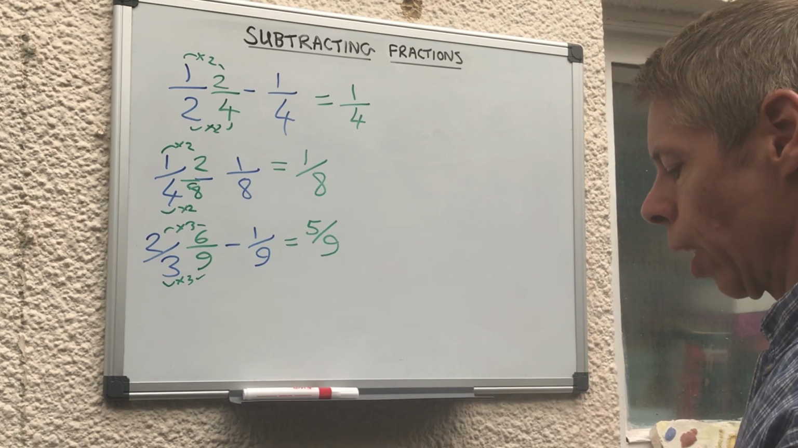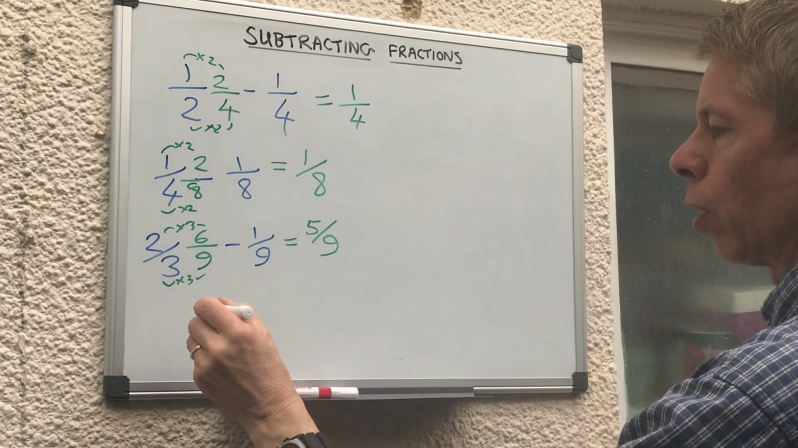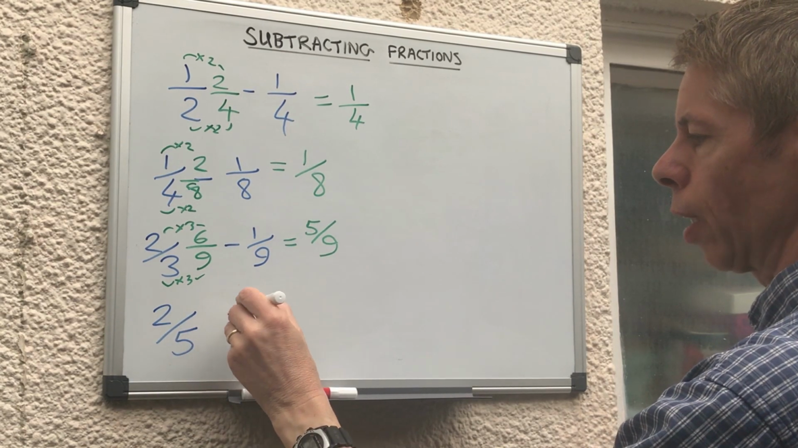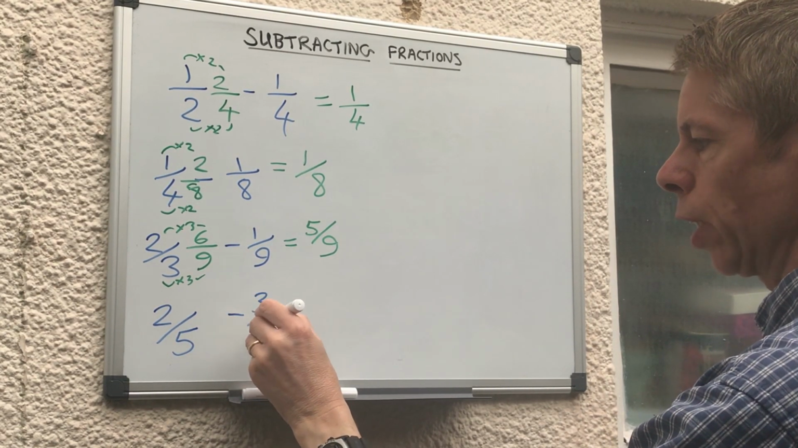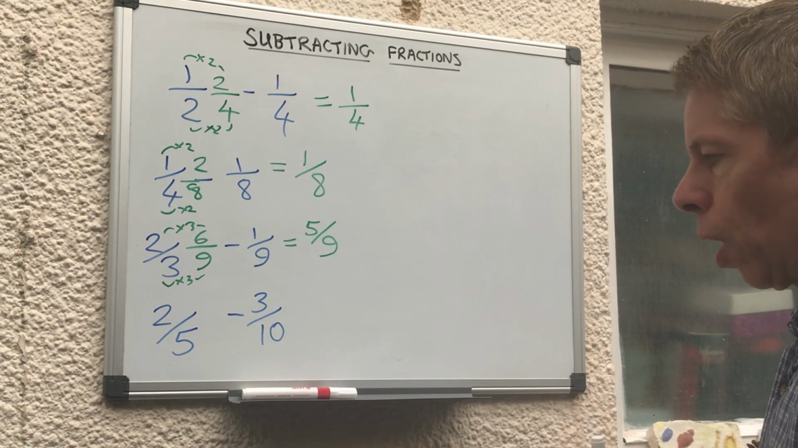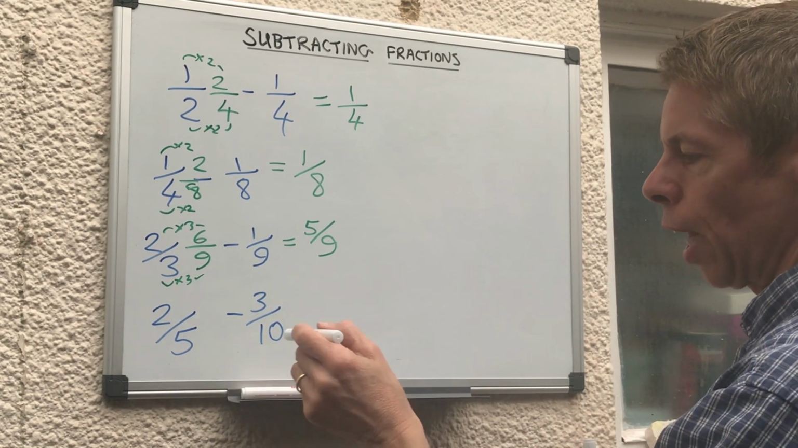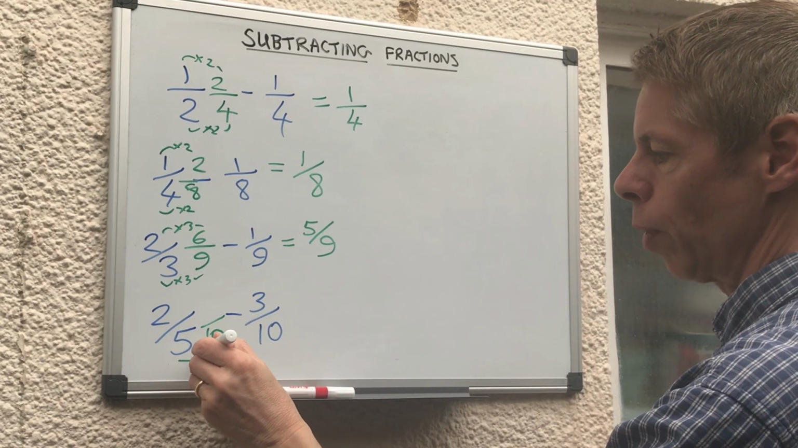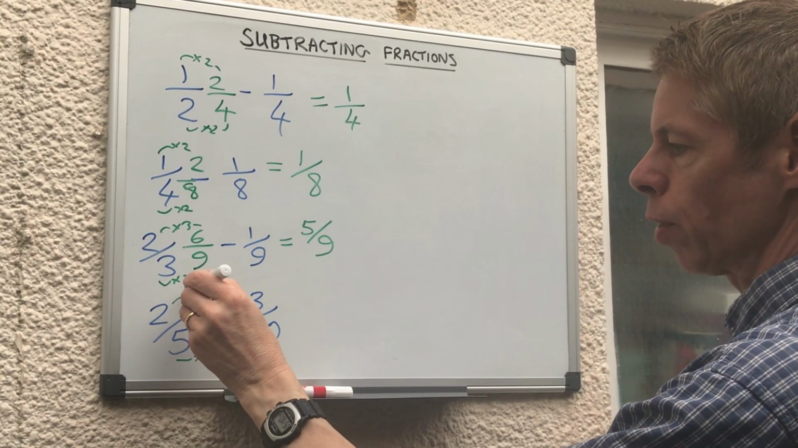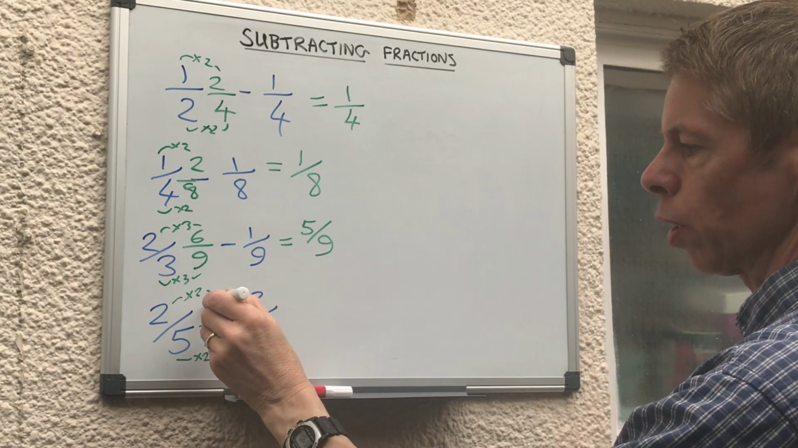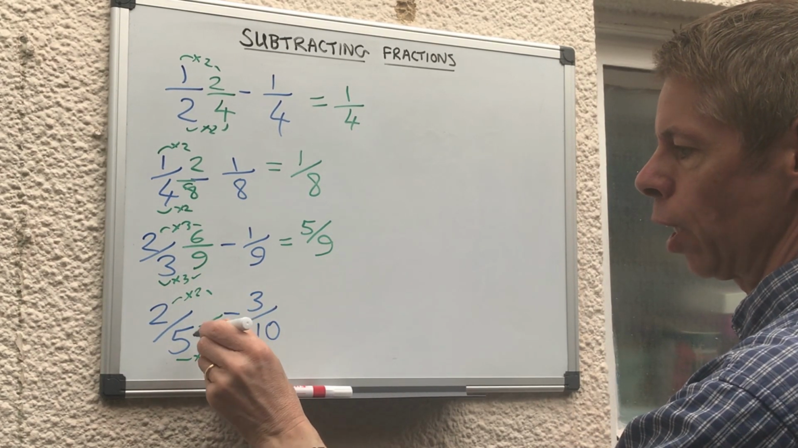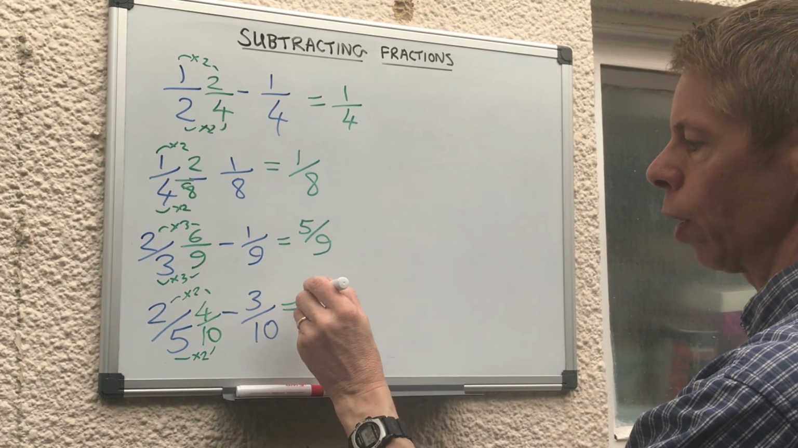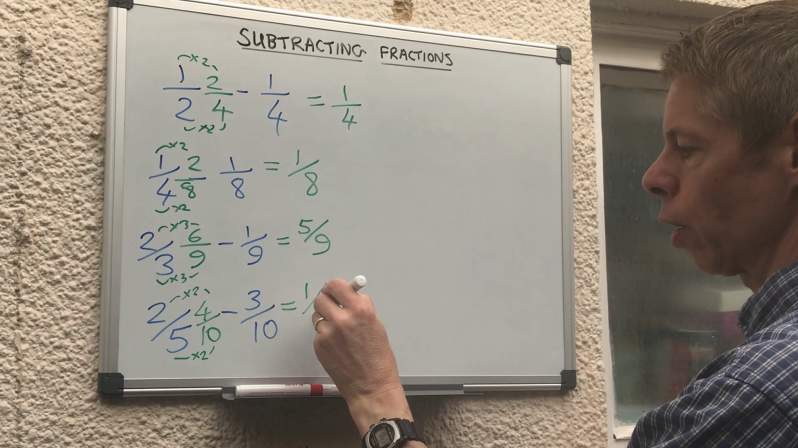Next question, we're going to do 2/5 take away 3/10. So we need to change that into tenths. So if we put 10 there, we've times that by 2. So we're going to times that by 2. That will give us 4. 5 times 2 is 10. 2 times 2 is 4. So 4/10 take away 3/10 will give us 1/10.